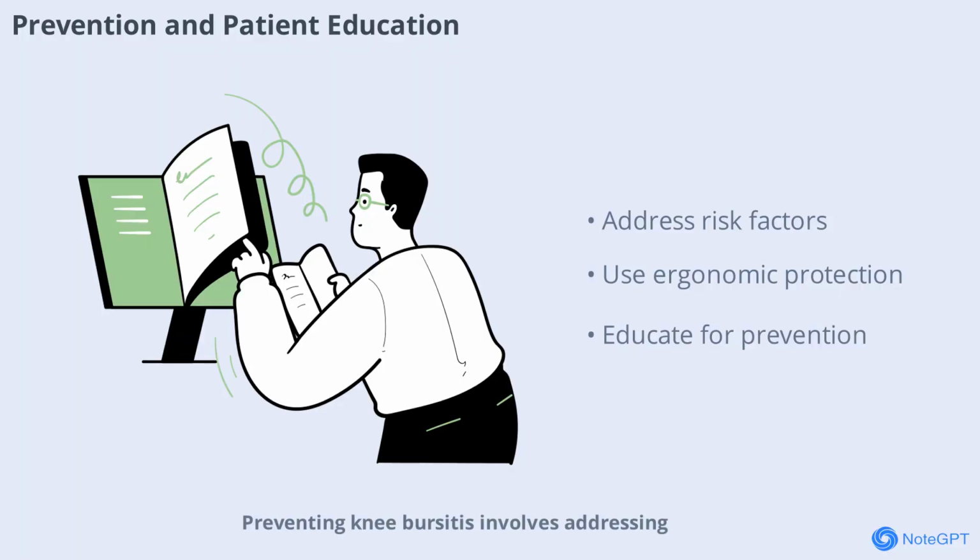Preventing knee bursitis involves addressing risk factors like repetitive kneeling, obesity, and poor biomechanics. Ergonomic protection, such as knee pads and proper training techniques for athletes, are essential. Patient education on early symptom recognition and adherence to therapy improves outcomes and reduces recurrence. Prevention is always better than cure.